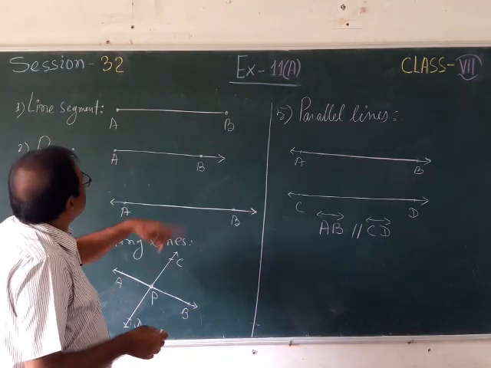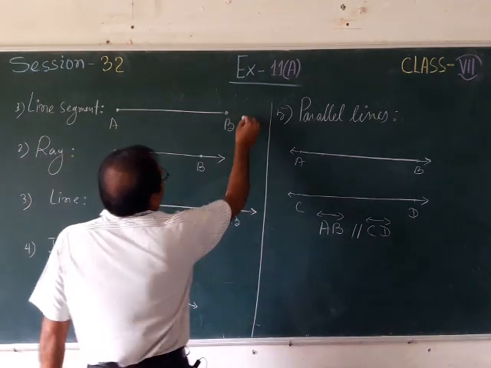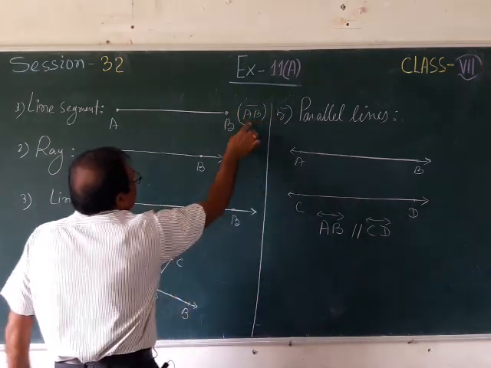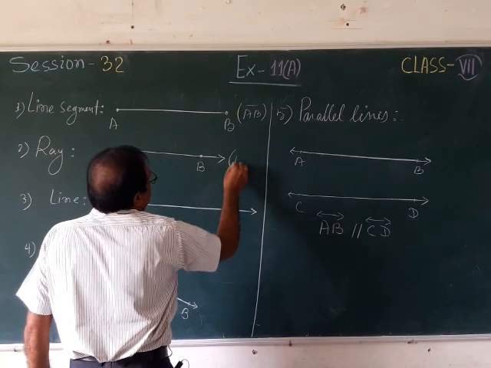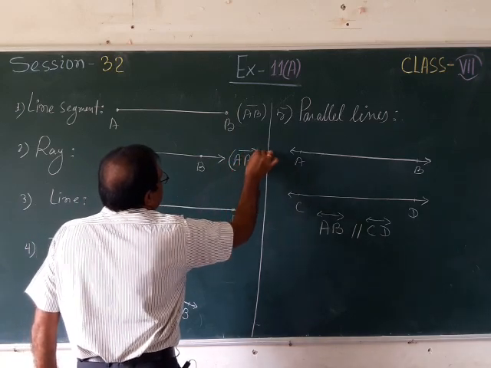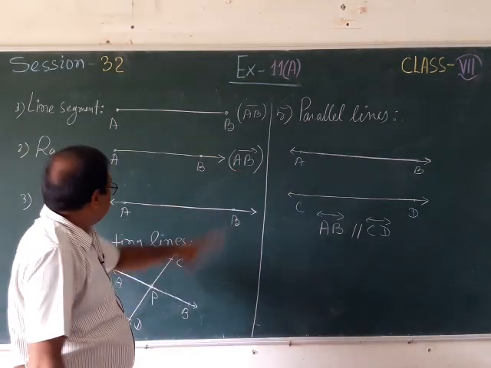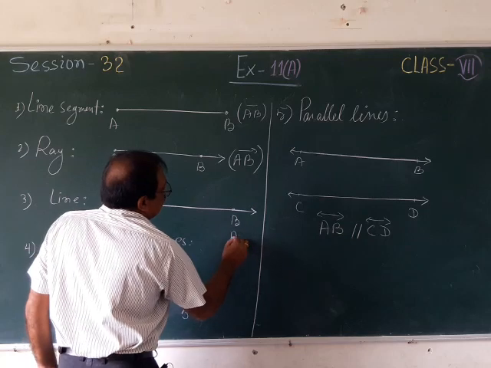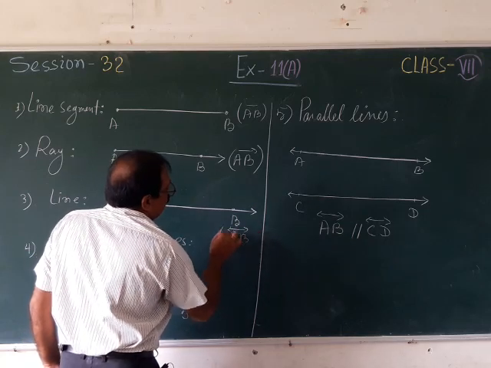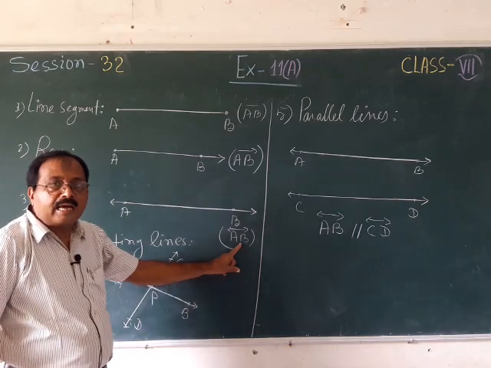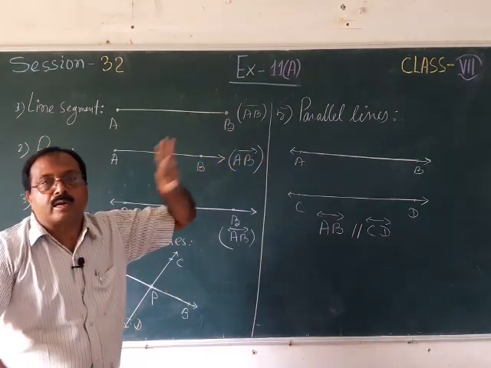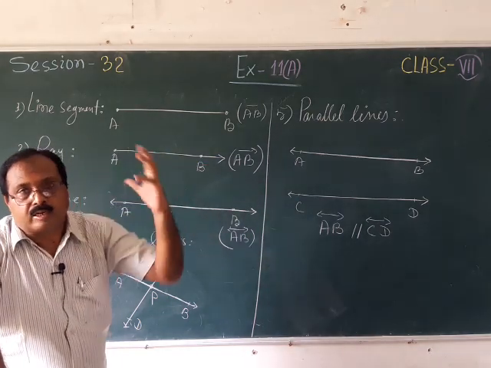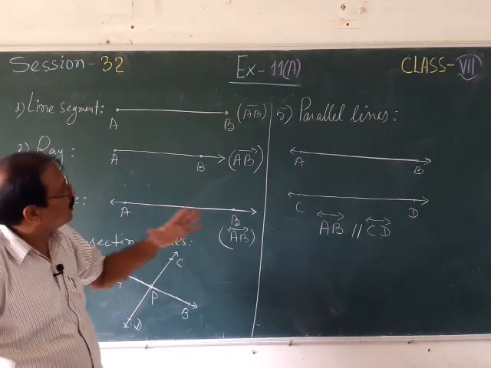Symbolically, you also know how to write a line segment. If I am writing a line segment, you can write AB and just put a bar over it. It is read as line segment AB. If you are writing a ray, then you can read it as ray AB. If I am writing about a line, then you can write AB and draw an arrow like that. This shows the line AB. These are the symbols which you are aware of from the previous class. You have studied these things, I am just recalling them so that you can understand here.